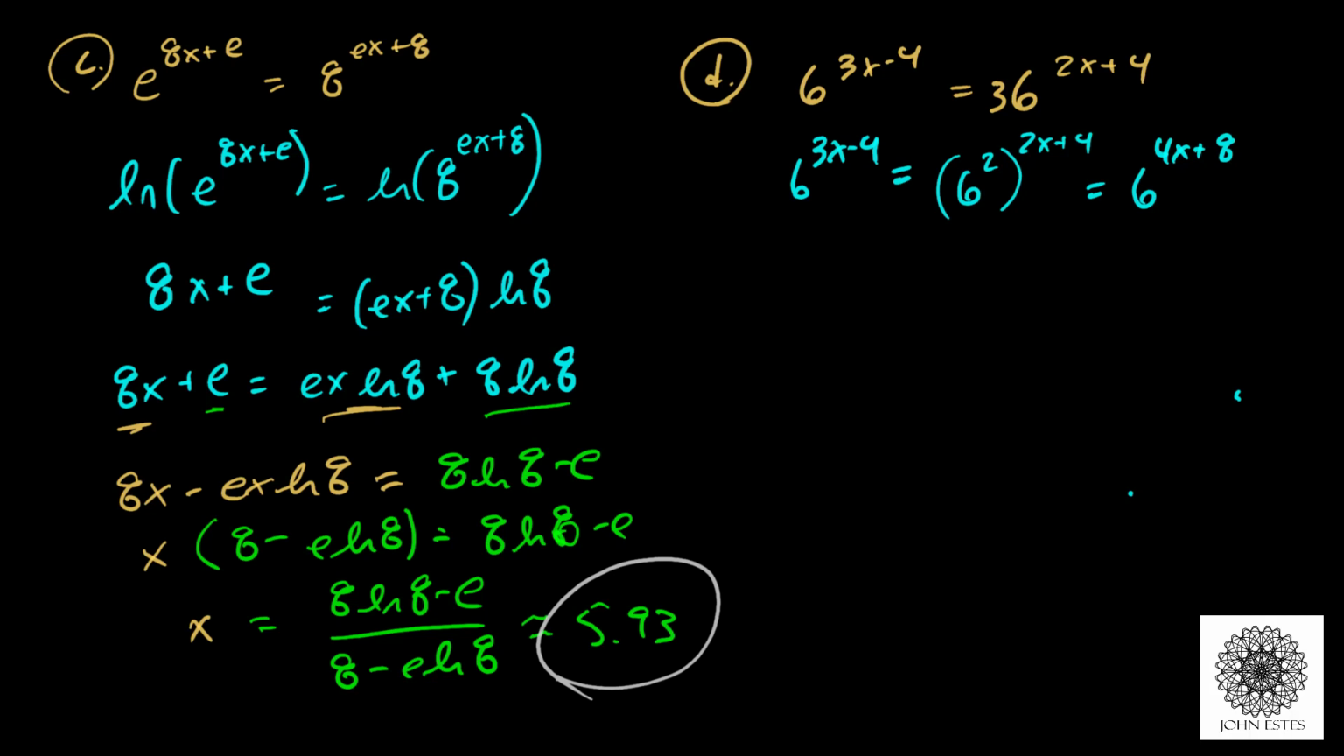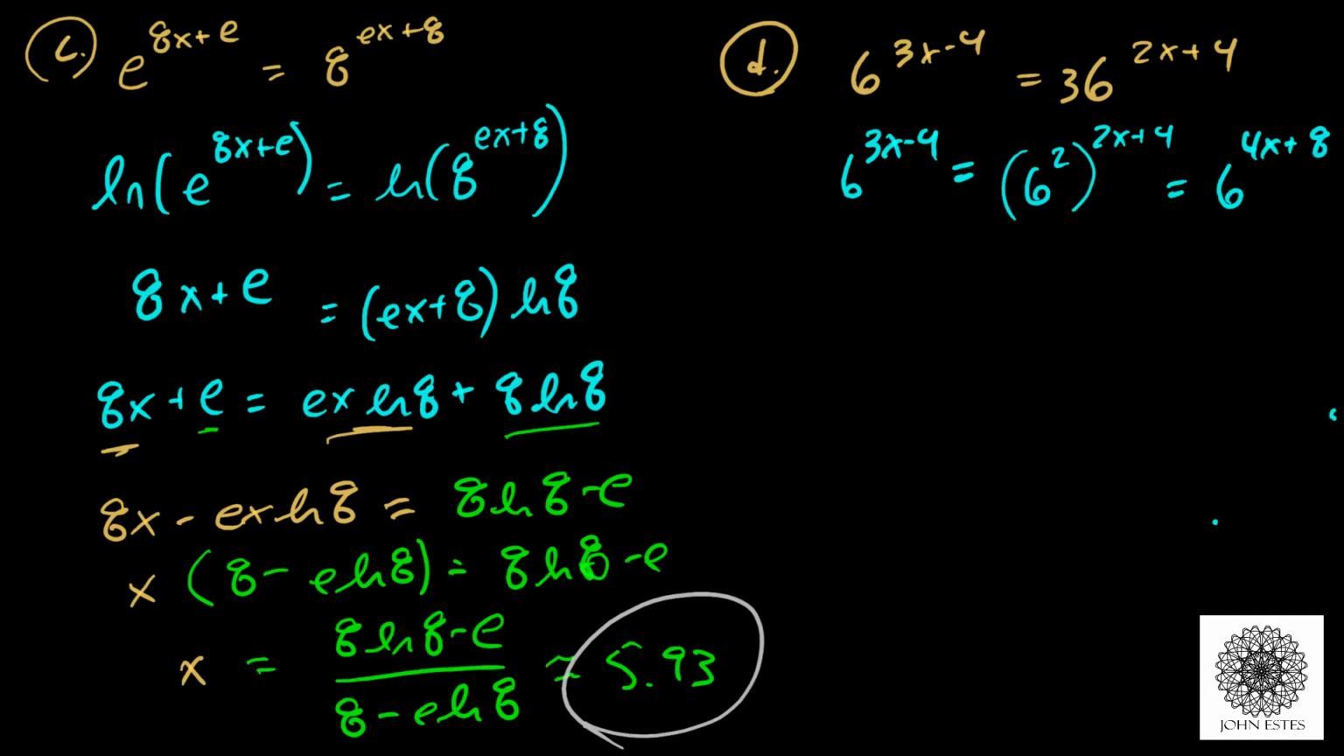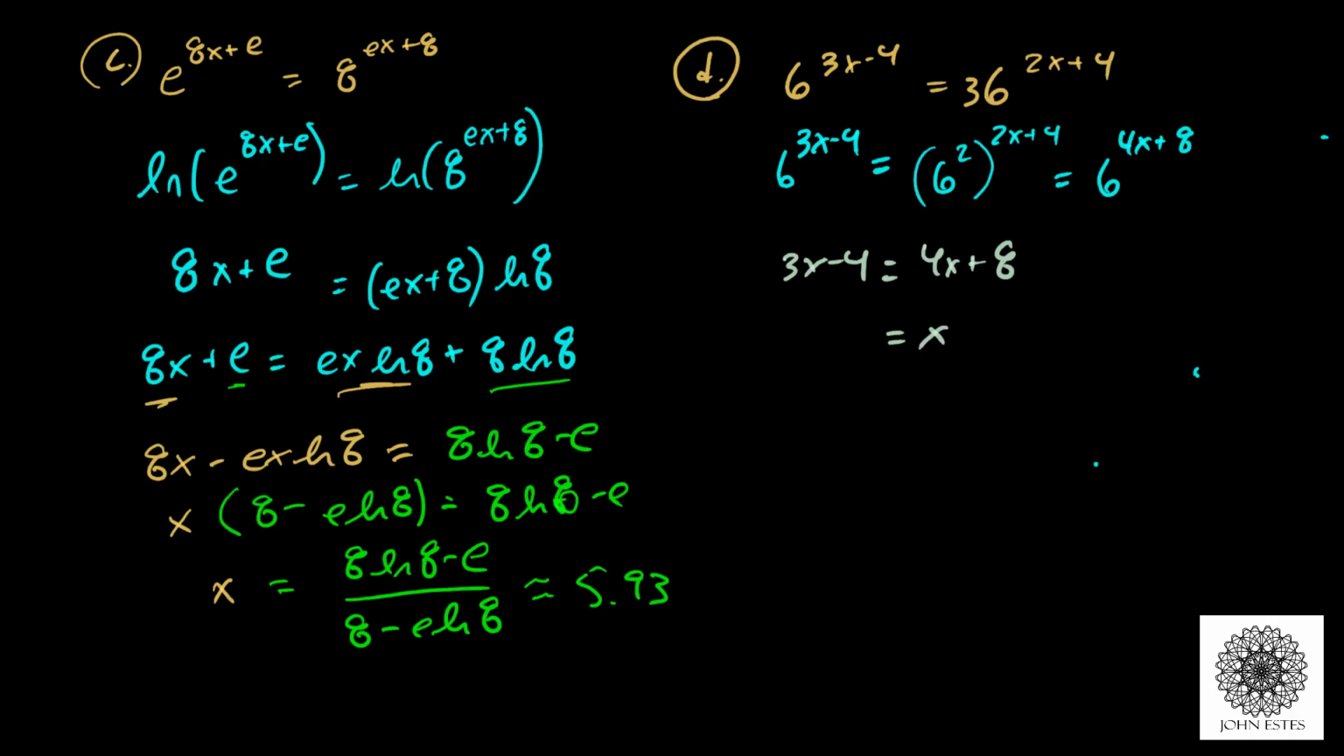Since I have a common base, I don't even have to worry about the bases. I know that the exponents have to equal each other. So I know that 3x minus 4 has got to equal 4x plus 8. Okay, so that's a simple linear equation, right? In fact, I'm just going to subtract the 3x from both sides and add 8 to both sides, and I get x equals 4 as my solution. And I hope that makes sense.